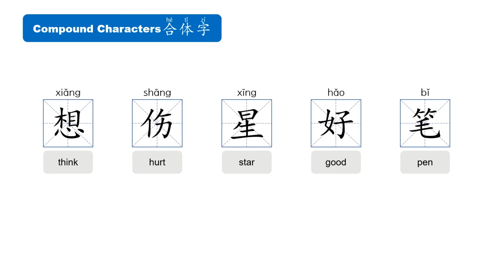Chinese characters that can be divided into smaller components or characters are called compound characters, or 合体字 in Chinese. For example, these words can be divided into smaller components.